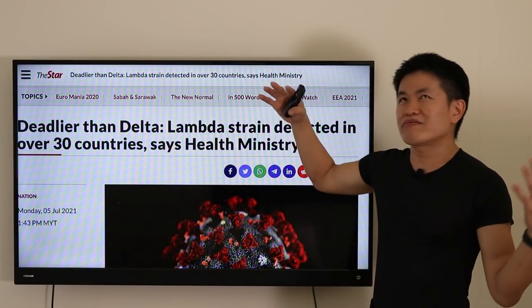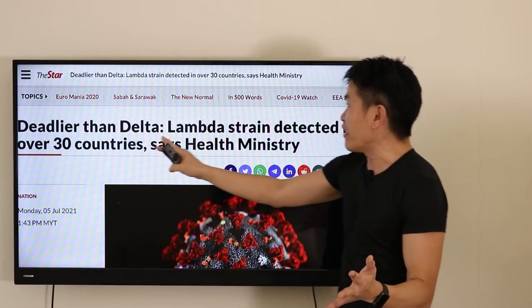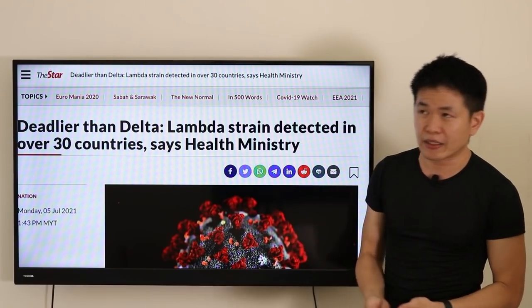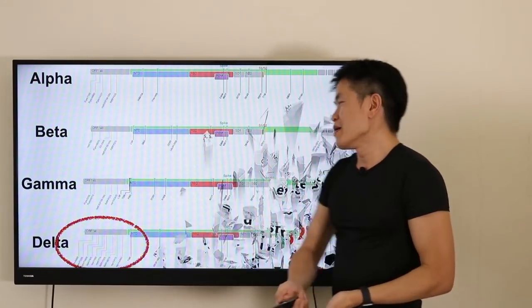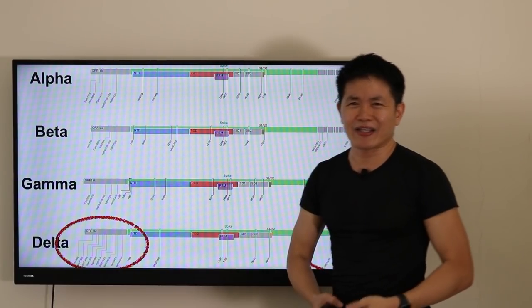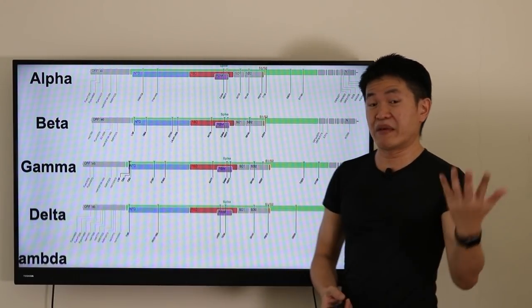And then last month they said it's deadlier than Delta. Lambda strain detected in over 30 countries. Everyone panicked. But let's look at Lambda. Some news is very funny. They want to have some funny headline to get eyeballs or get more people to read the news.